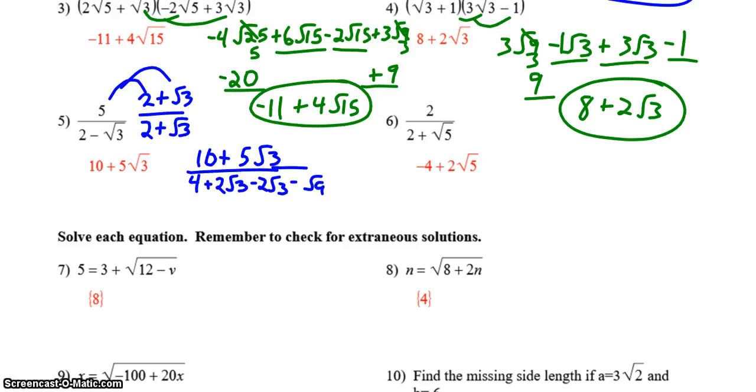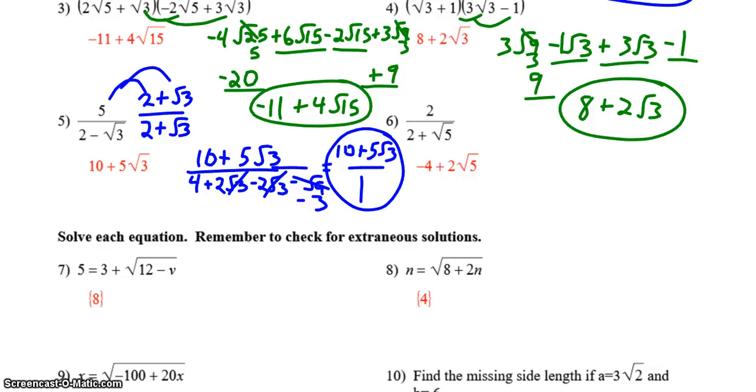The square root of 9 is actually 3. And these two middle terms cancel. And 4 minus 3 is 1. So you can leave your answer as 10 plus 5 root 3 over 1. Or you could just write it as 10 plus 5 root 3. That's up to you.